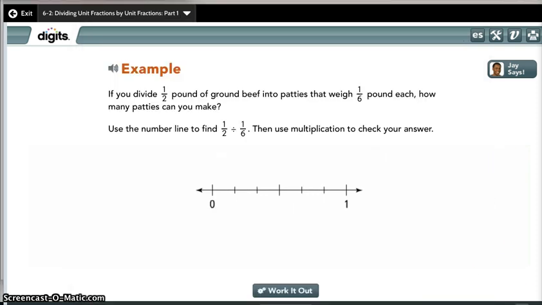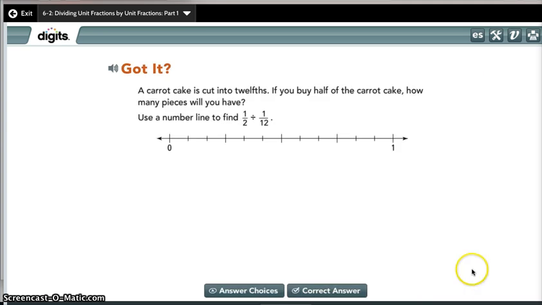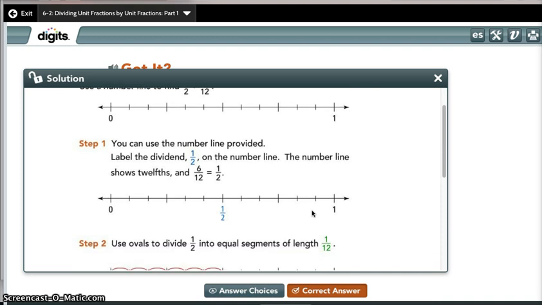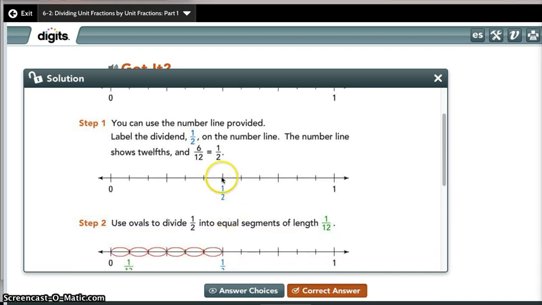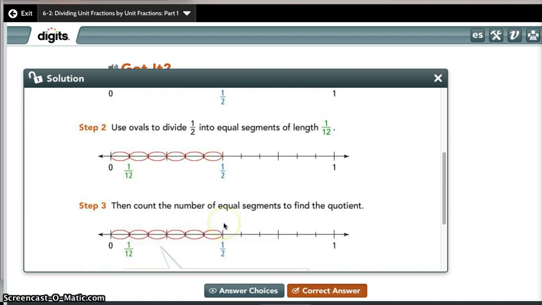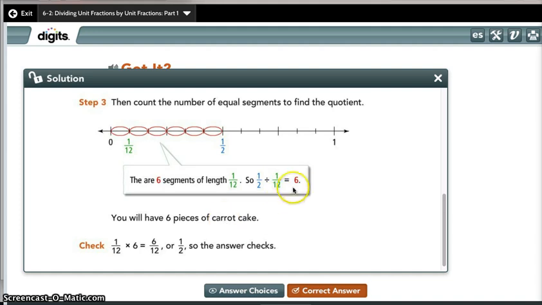All right, so hopefully that's working for you. I'd like you to try the got it on here, and go ahead and do this in your student companion book and then come back for the answer. All right, let's go ahead and look at this correct answer. The answer is 6, and here's how you do it. You draw the number line with the 1/2 marked on it, and you see how many 1/12 pieces are in 1/2, and the answer you get is 6.